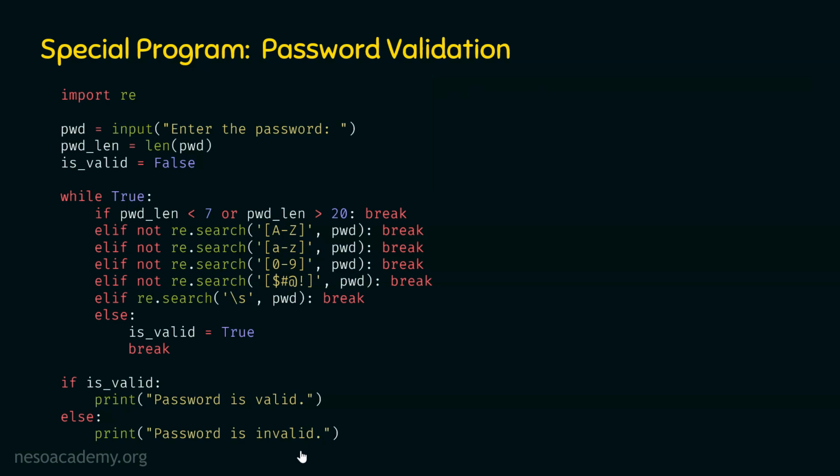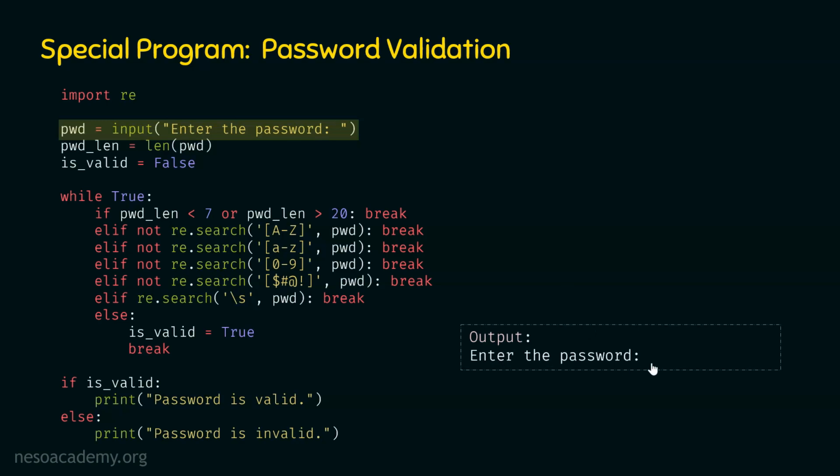Now let's execute this code line by line. First we need to execute this line of code. pwd equal to input, enter the password. This message will be displayed on the screen, that is enter the password. User will enter the password, let's say jasprit@1234. This is the password entered by the user. Now we know that the pwd variable will point to this object which contains the string jasprit@1234.